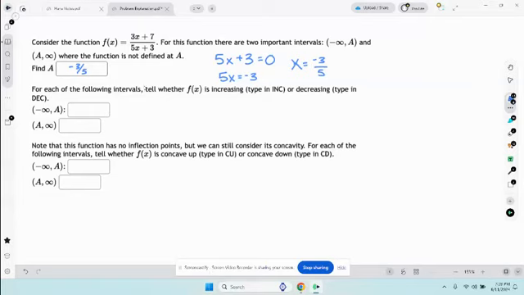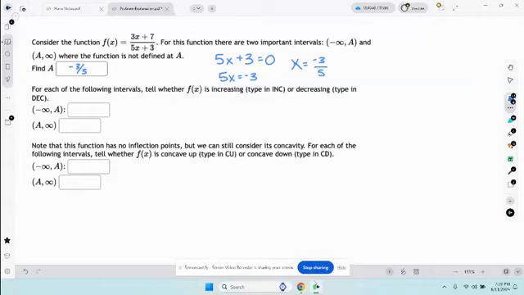So then it says, for each of the following intervals, tell whether f of x is increasing or decreasing. So from negative infinity up to negative 3/5, and then from negative 3/5 and on. So you could find the derivative and set the derivative equal to 0 and do all that. It's just a lot of extra work when you can look at the graph.